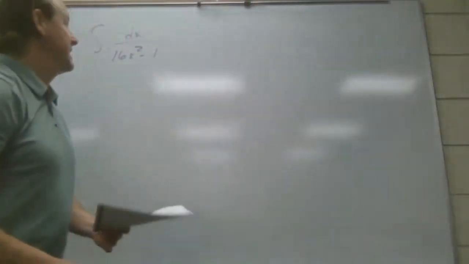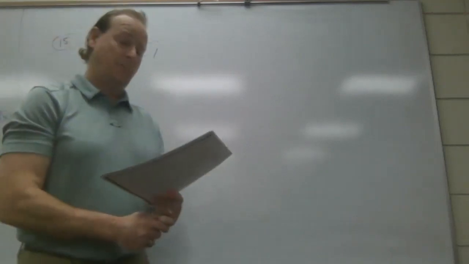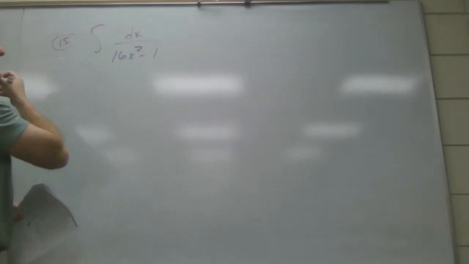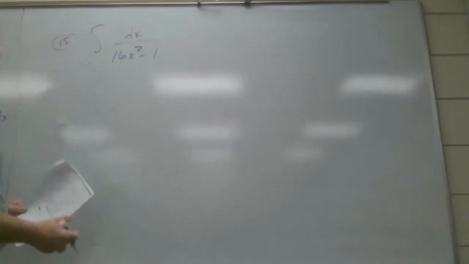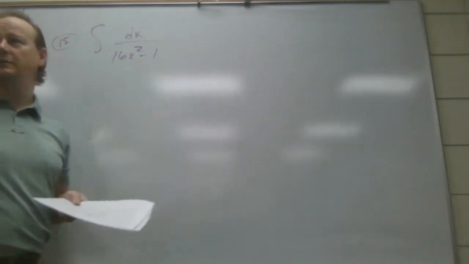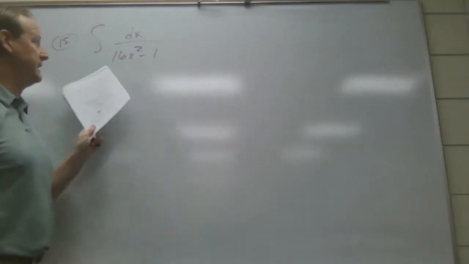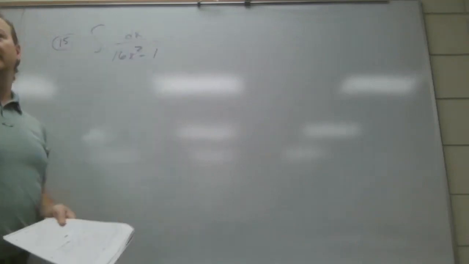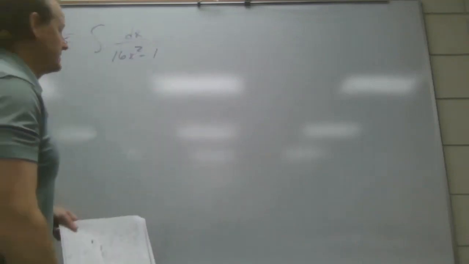Okay, so some examples in section 7.4, integration by partial fractions. We're going to do this. We've got the integral of dx over 16x squared minus 1. Regular substitution doesn't work because if you let u equal 16x squared minus 1, du would equal 32x dx. There's no x up here to get rid of. So regular substitution doesn't work.